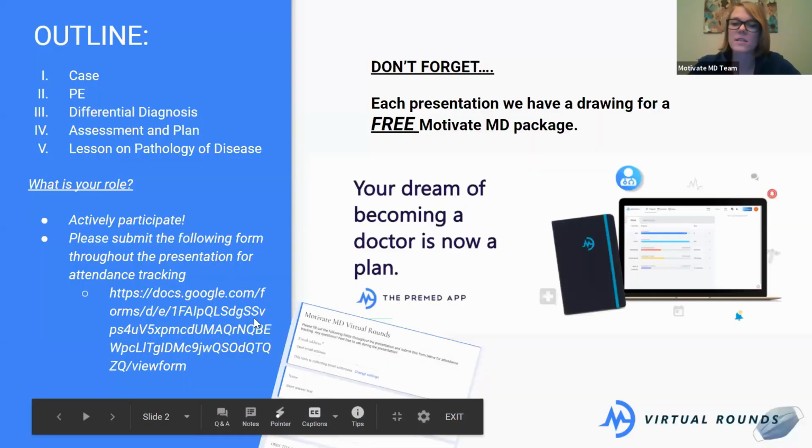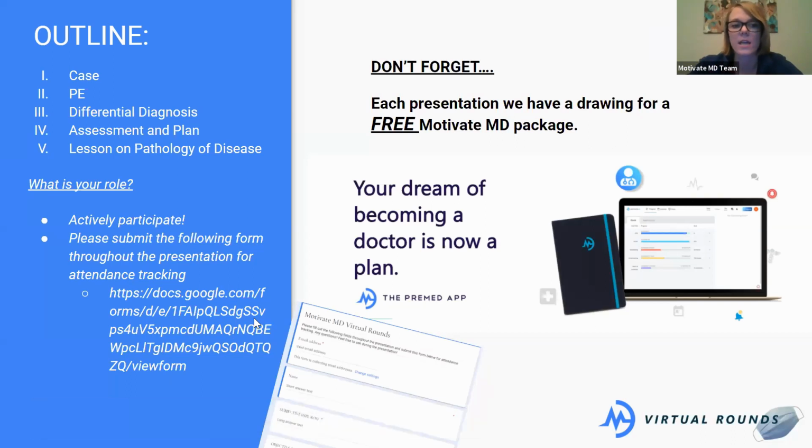So kind of like last time, we're going to really start with a case. We're going to go through a physical exam. We'll talk about the differential diagnosis, and then we'll go into the assessment and plan, which will really transition us into the lesson on the pathology of the disease. And we'll be talking about leukemia, obviously, and a little bit in terms of different leukemias.